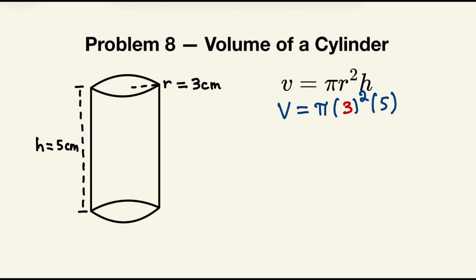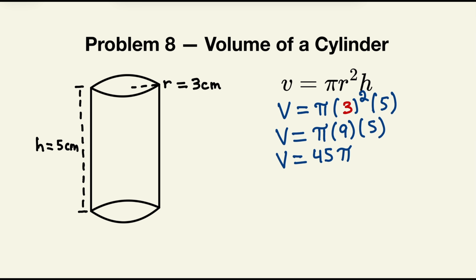Now, what you want to do is square the radius. Okay, so let's just write everything else out here. So we have the volume equals pi times, and we're squaring the radius, so 3 squared is you simply multiplying 3 times itself, which equals 9 times 5. So the volume is 45 pi.